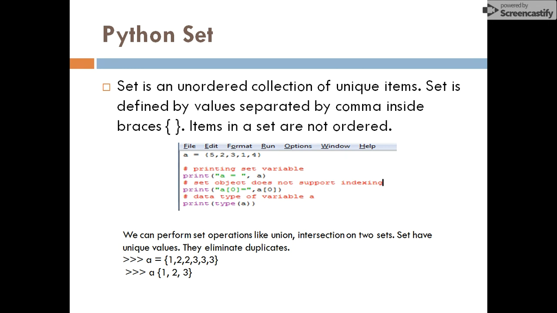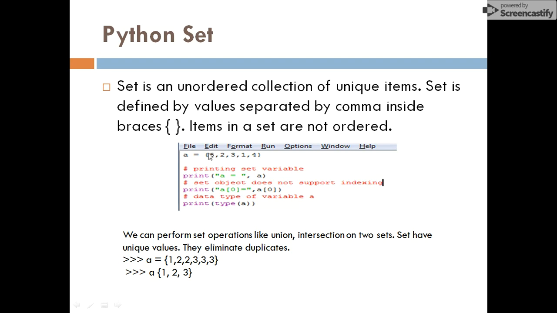Next is Python set. Set is an unordered collection of unique items. The list that we have discussed was an ordered collection of items, but this one is an unordered collection of unique items. That means no items will be repeated, but it is unordered, meaning it could be in any specific order. As you can see, we are using a is equal to 5, 2, 3, 1, 4. So it's not in any specific order, but the elements are unique.